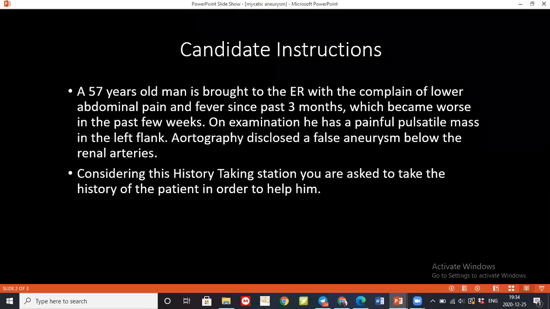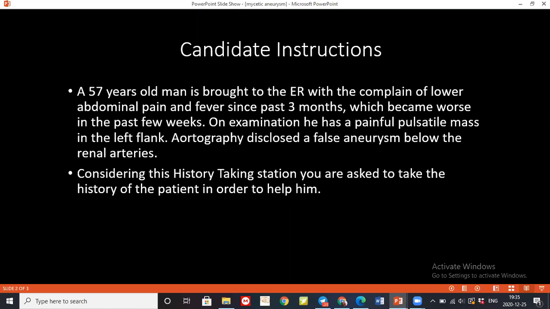My differential diagnosis will be abdominal aortic aneurysm. What type of abdominal aortic aneurysm might this patient have? It can be a true aneurysm or a false aneurysm. Is there any other way you can classify abdominal aneurysm? Yes, depending upon the location or anatomy: suprarenal or infrarenal.